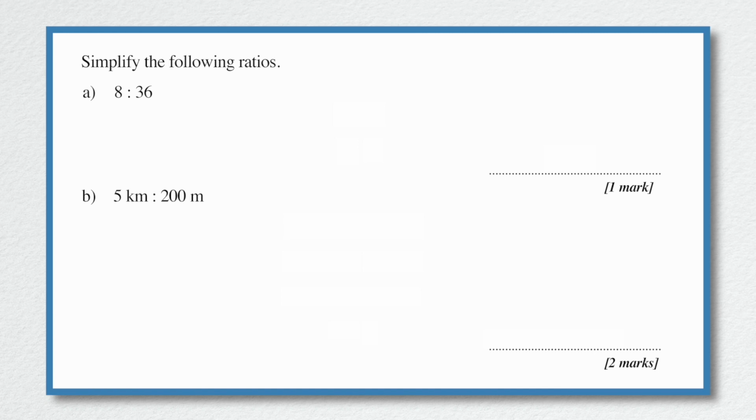For part A, there's only one mark. It's a simple case of knowing the multiplication tables. We are going to simplify this ratio as you would with fractions. To simplify this, we need to divide both sides of the ratio by the same amount. What number goes into both 8 and 36? And of course the answer to that is 4. 8 divided by 4 is equal to 2, and 36 divided by 4 is equal to 9.